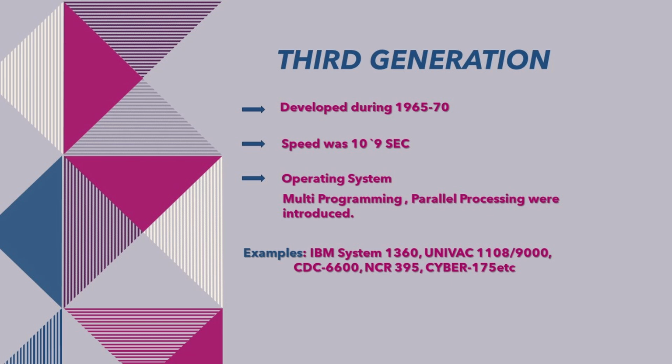Third generation computers were developed during 1965 to 70. These computers were built with integrated circuits. What is an integrated circuit? It's a small chip that works as an amplifier, oscillator, timer, microprocessor, or even computer memory. In third generation computers, 10 to 100 transistors in a single silicon chip were used. What is a silicon chip? It's again nothing but an IC. Their speed was 10 to the minus 9 nanosecond.